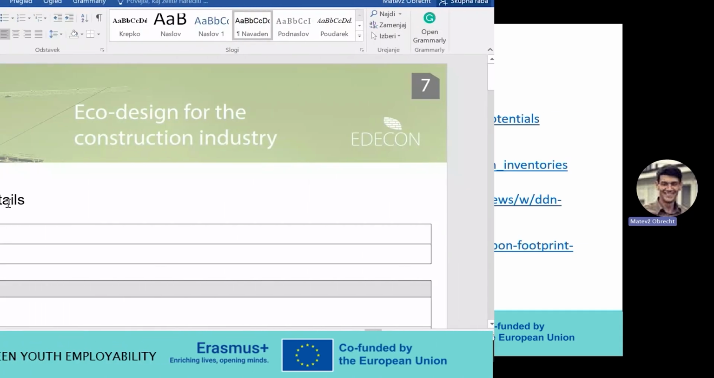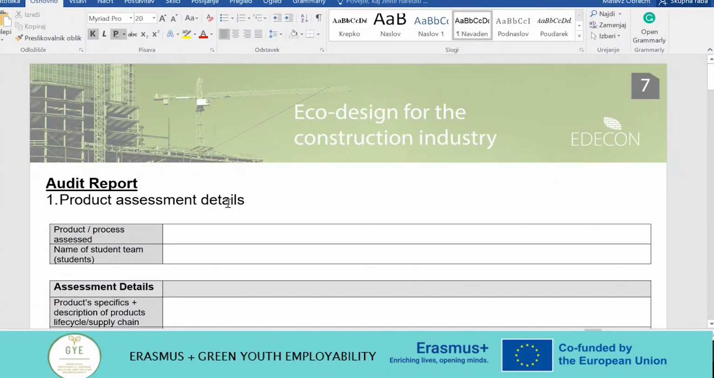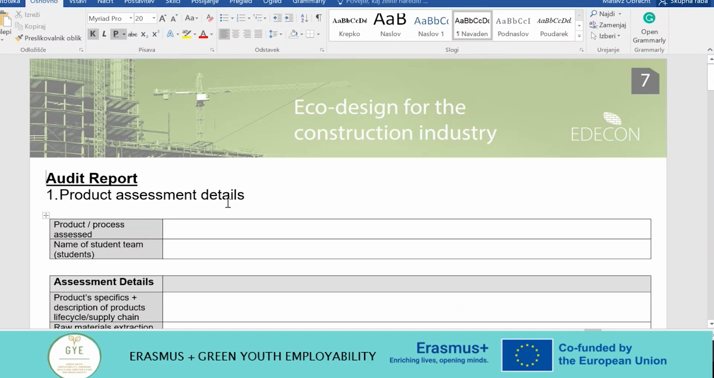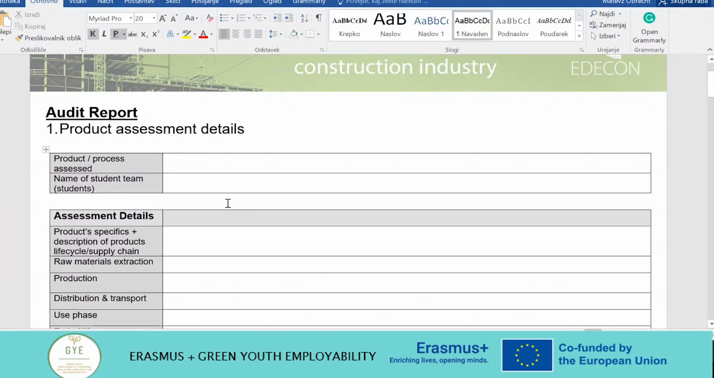So this is the first one. So what you will be doing is you will perform an environmental assessment of a specific product. So each team will write here the names of the team. So you will have name 1, name 2, name 3, and so on. And you will define here what product or what kind of a process you will assess through this task.